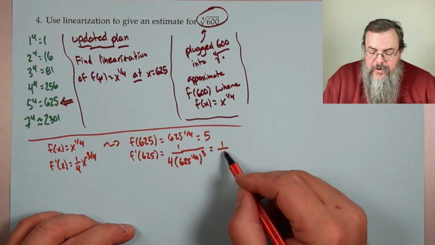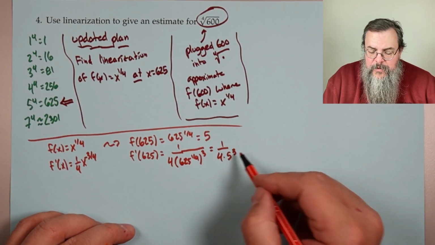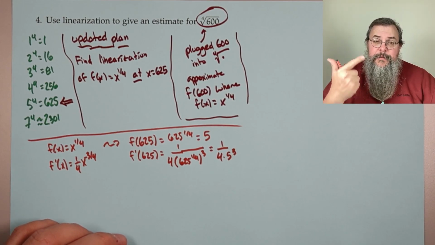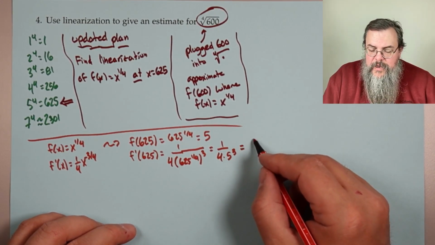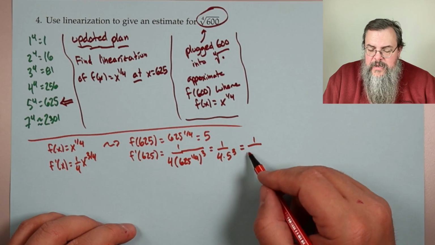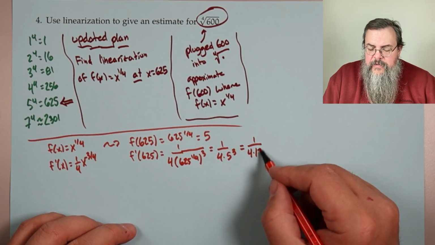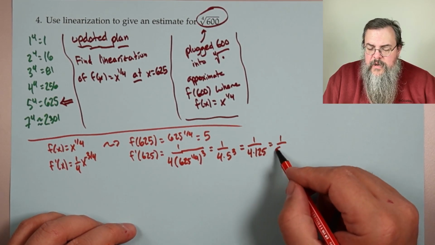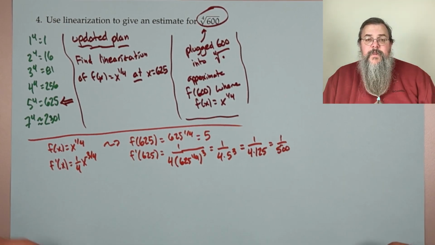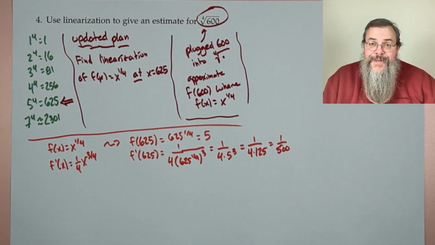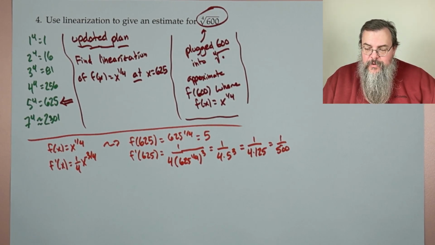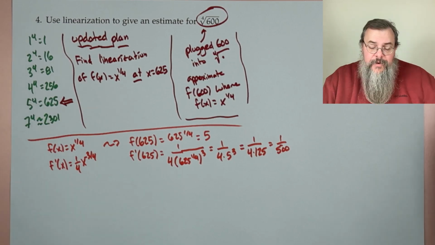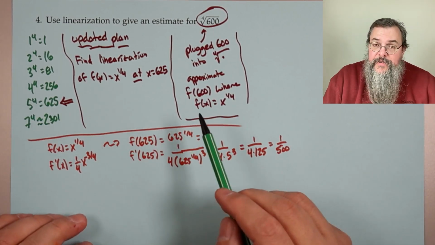So this is 1 over 4 times 5 cubed. Well, 5 times 5 is 25, times another 5 is 125. So we get 1 over 4 times 125. And if you like, that's 1 over 500. All right, good. We're making progress here. Now, with this in place, we're ready to do our approximation.